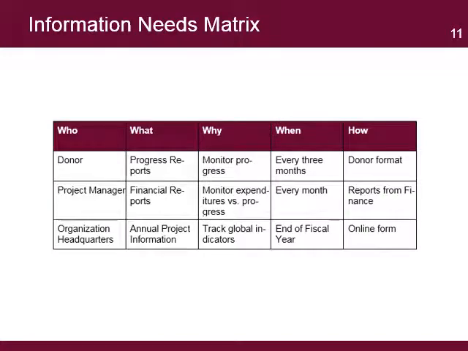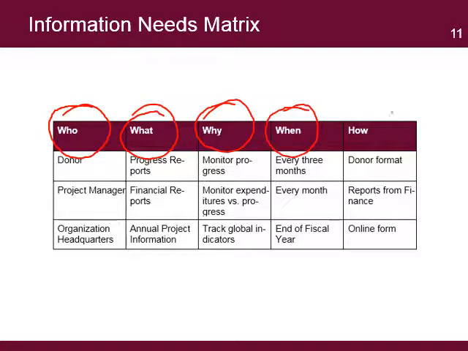Here's a simple matrix that can help organize and identify the information needs of the various project stakeholders. There are 5 columns to identify the who, what, why, when, and how the information required by the stakeholders.